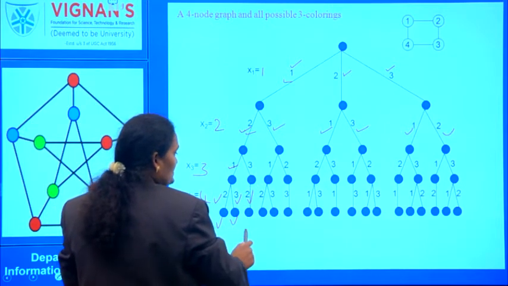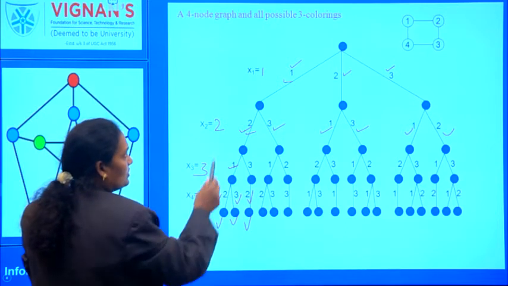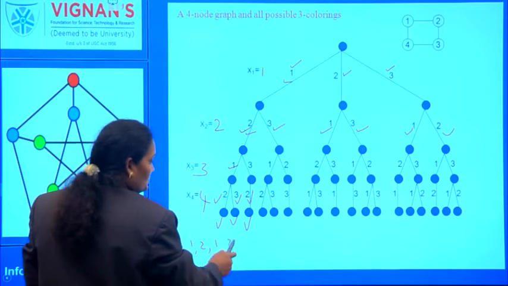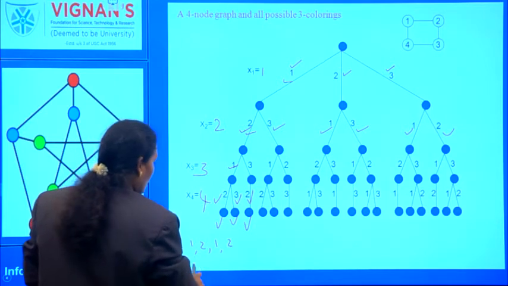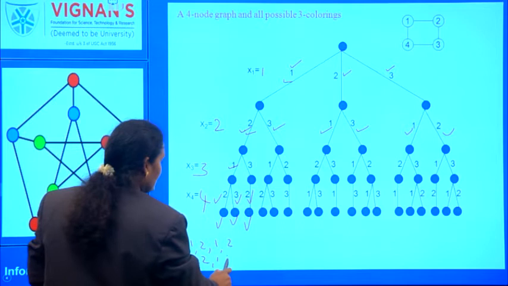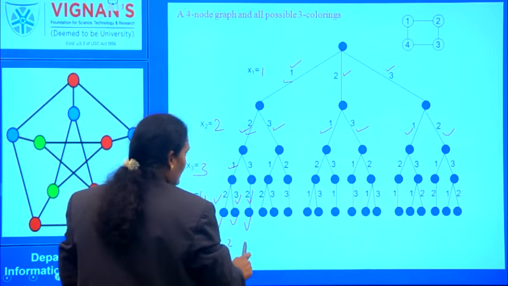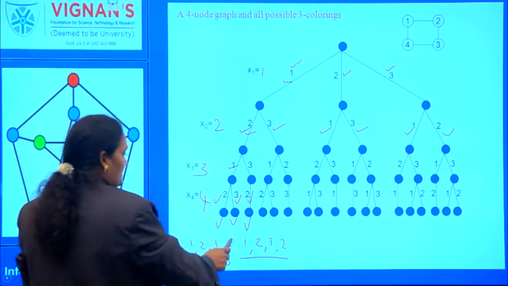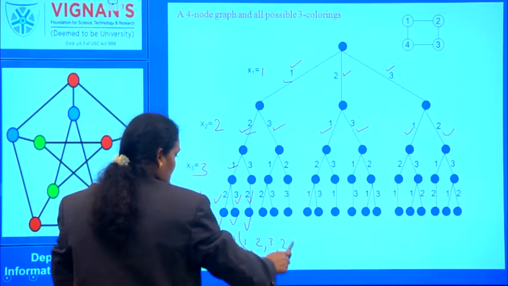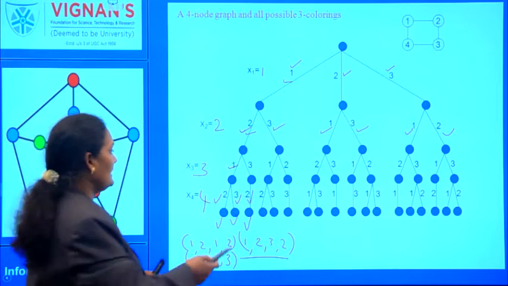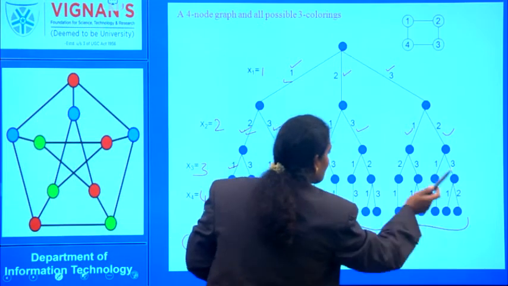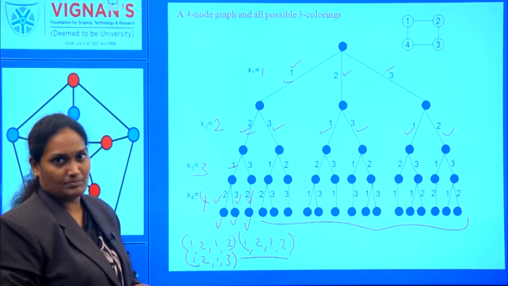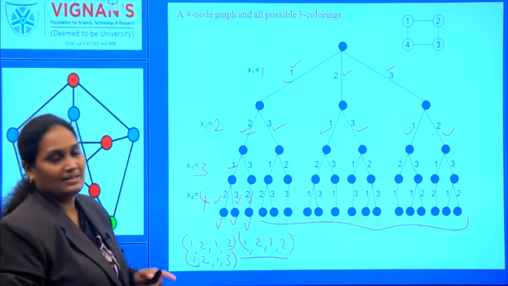So, this is one solution. This is another solution. This is another solution. What colors am I using? 1, 2, 1, 2. I can use like that. Or 1, 2, 1, 3. Or 1, 2, 3, 2. This is another solution for 4 vertices. Like that you can see all these become various solutions for the graph coloring problem for that graph with the given 3 colors.